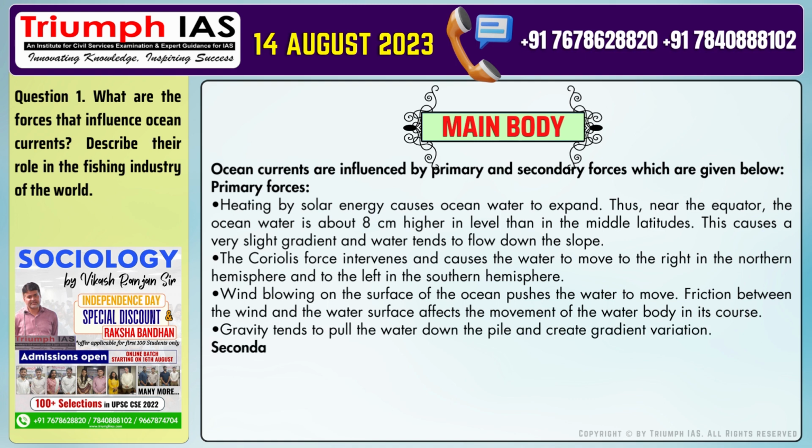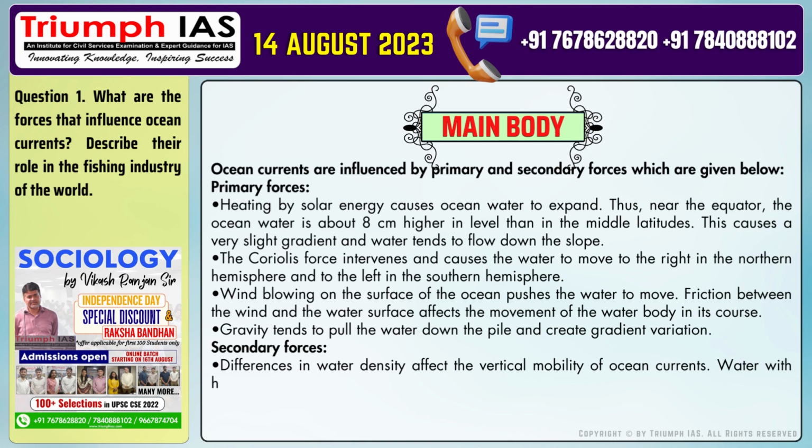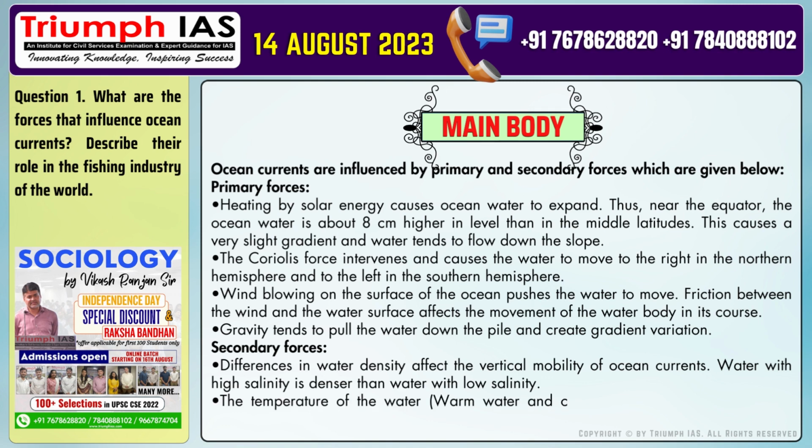Secondary forces. Number 1. Differences in water density affect the vertical mobility of ocean currents. Water with high salinity is denser than water with low salinity. Number 2. The temperature of the water, warm water and cold water, also influences ocean currents.